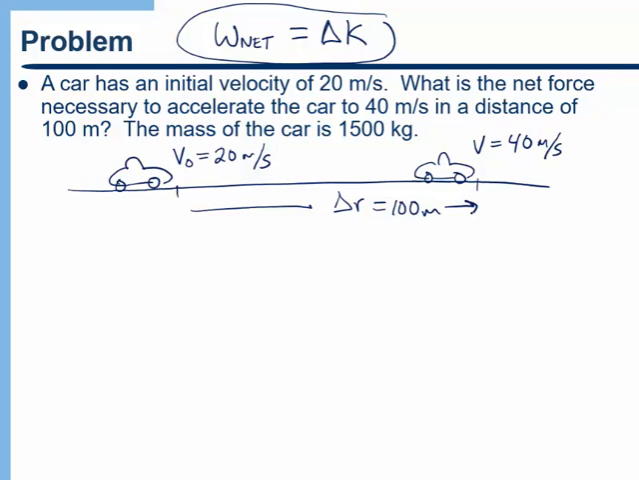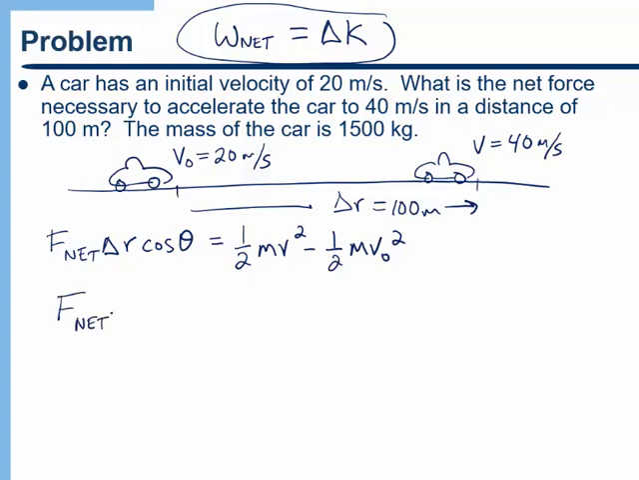Okay, so let's go ahead and figure this out. The net work is just the net force times the displacement times the cosine of the angle between them, and that's equal to the change in kinetic energy. In other words, 1/2 mv squared, the final kinetic energy, minus 1/2 mv naught squared, the initial kinetic energy.